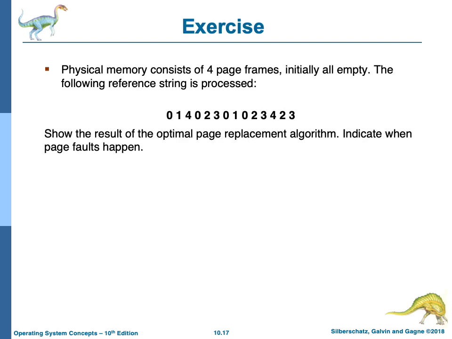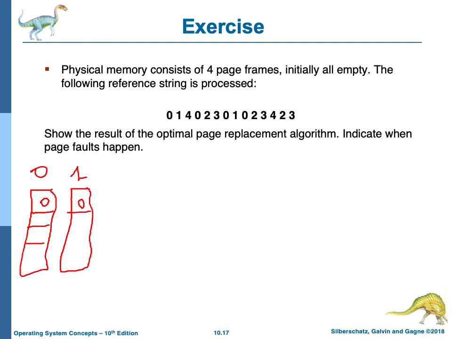And so this is another example to illustrate the result of the optimal page replacement algorithm. So we have page 1, reference to page 0, and we're going to assume we have 4 frames in memory. So the first is a page fault and the rest is still empty. And then reference to page 1. So 0, 1, 2 frames empty. And then reference to page 4.